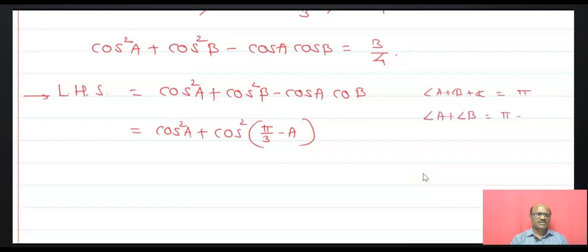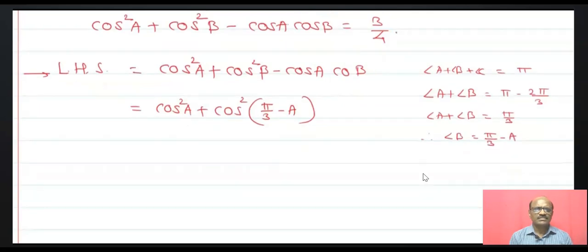A plus B is equal to pi minus 2 pi by 3, that is equal to pi by 3. And therefore B is equal to pi by 3 minus A. Now again we will substitute here cos A and the cos of pi by 3 minus A.